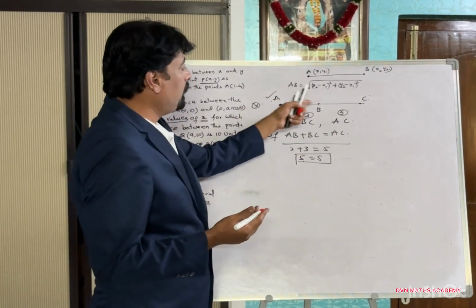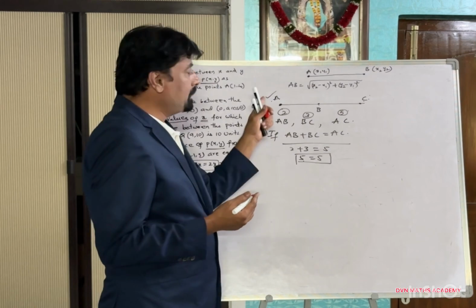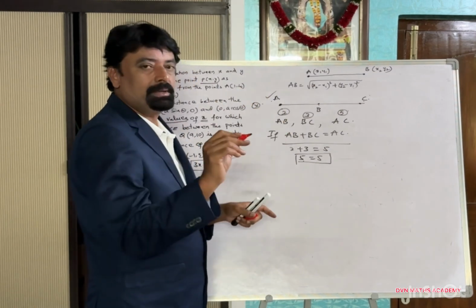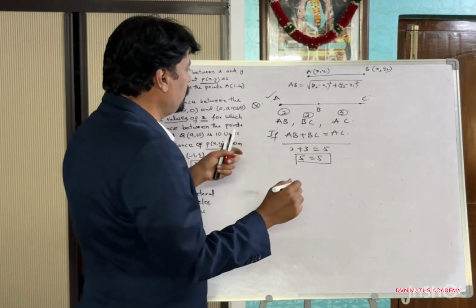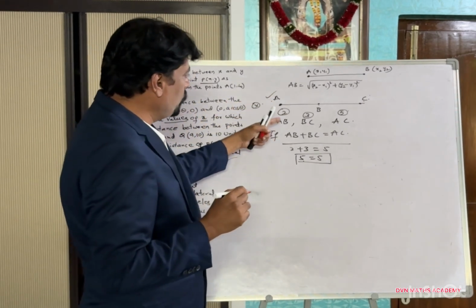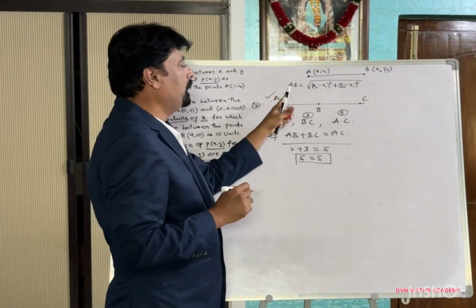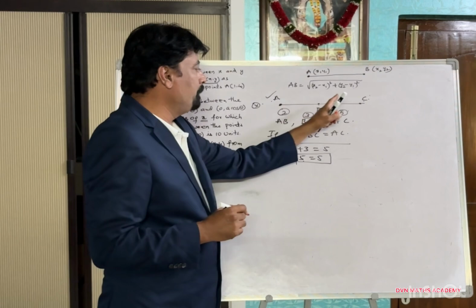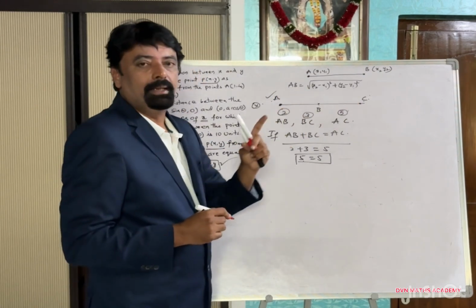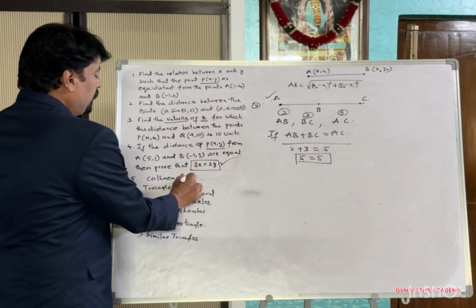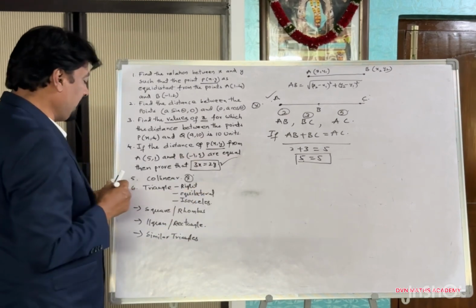Sometimes he says prove they are collinear. Sometimes he says justify whether they are collinear or not, which means if they are equal, you need to justify they are collinear, and if they are not equal, you need to justify they are not collinear. So by using the distance formula also, we can prove the collinearity of the given 3 points. AB plus BC should be equal to AC. This is one of the important points while you get questions on collinearity.